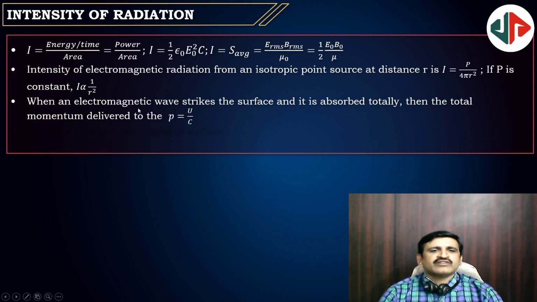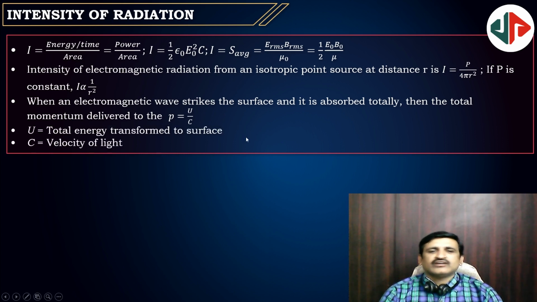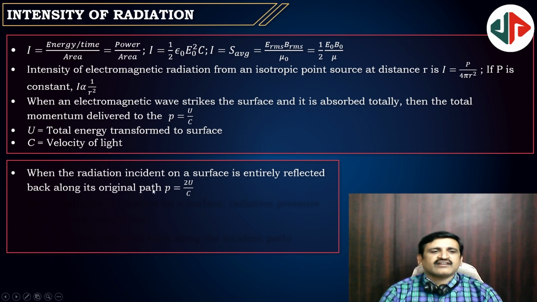When an electromagnetic wave strikes the surface and it is absorbed totally, then the total momentum delivered to the surface is P is equal to U by C. If it is absorbed, momentum delivered is U by C. If it is reflected, then momentum delivered will be 2U by C. When the radiation incident on the surface is entirely reflected back, then the momentum transferred to that body is P is equal to 2U by C if it is a reflecting surface.